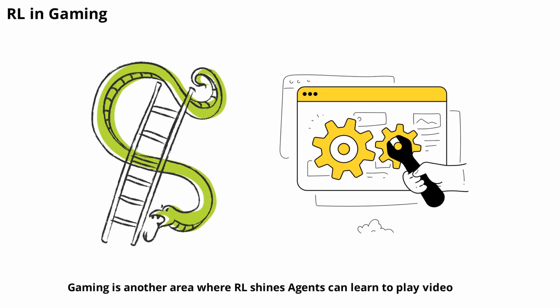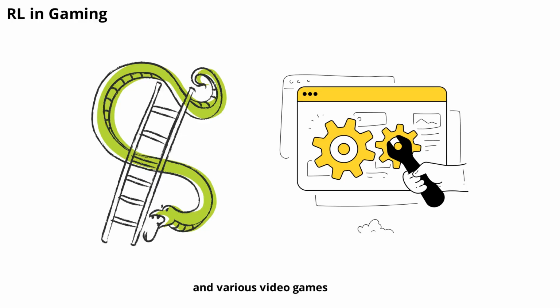Gaming is another area where RL shines. Agents can learn to play video games by interacting with the game environment, receiving rewards for achieving goals. RL has been used to train agents that surpass human performance in games like chess, Go, and various video games. The ability to learn complex strategies through experience makes RL a powerful tool for developing intelligent game-playing agents.